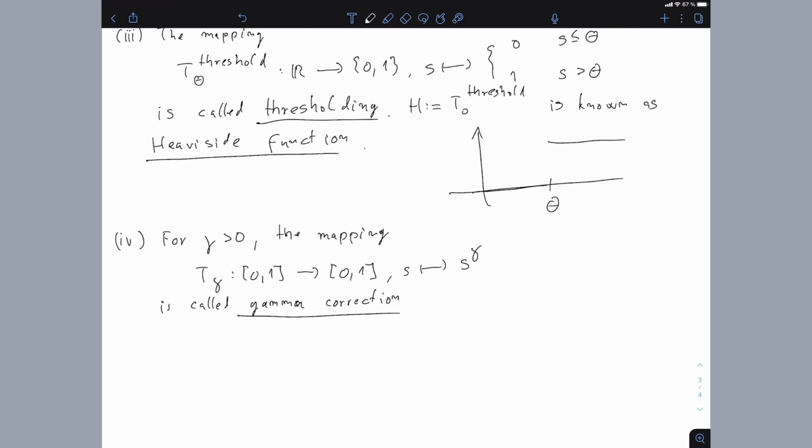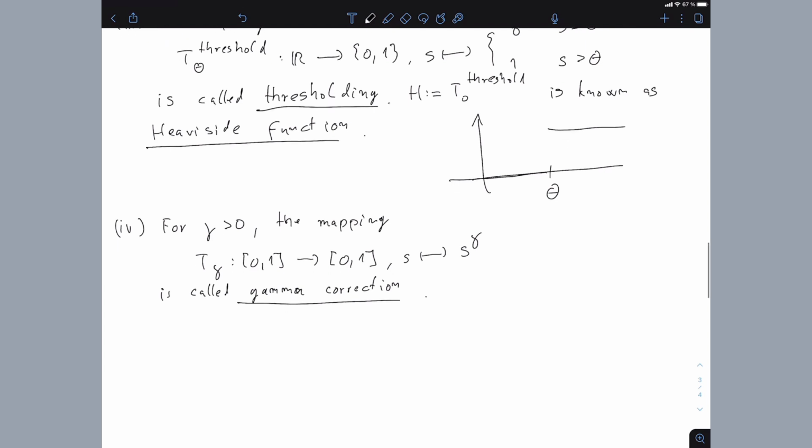And this is called gamma correction. If you have ever played with tools like GIMP, you probably have noticed this gamma correction. It can be used to either pronounce the darker parts or the brighter parts. For gamma smaller than 1, this is strictly concave, and otherwise it's strictly convex.